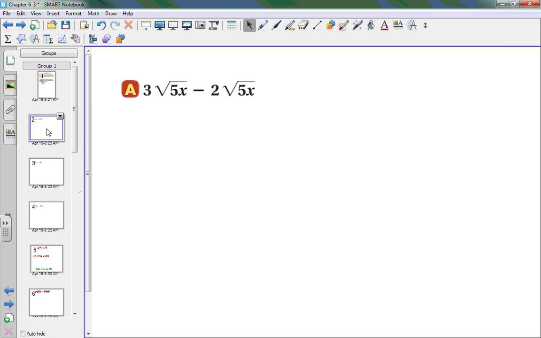Now, here we go. 3 times the square root of 5x minus 2 times the square root of 5x. The first thing we're going to do is check our index, then our radicand, and then the number in front. So we have 3 things we're going to check here. Let's first check our indexes. What are my indexes on each one of those? 2. Do they match? Yes. My radicands, underneath the radical symbol, do they match? Yes. And now lastly, we check the number on the outside. Would 3 and 2 be considered like terms? Yes. So what is 3 minus 2?